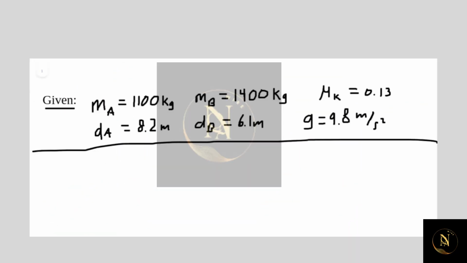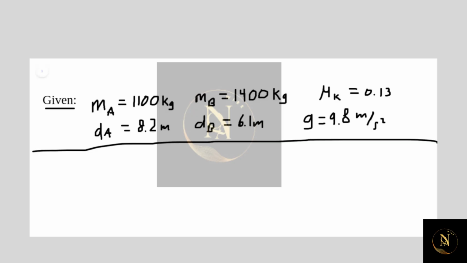Our question says that it wants us to look at figure 9-60, where car A has 1,100 kilograms, I write that as M sub A, and stops at a traffic light where it's rear-ended by car B, which has a mass of 1,400 kilograms, M sub B. Both cars then slide with locked wheels until the frictional force from sliding on the road, which has a coefficient of friction, mu sub K, of 0.13, stops car A, d sub A, at a distance of 8.2 meters, and car B, d sub B, at a distance of 6.1 meters. What are the speeds of car A and B at the start of the sliding, just after the collision?